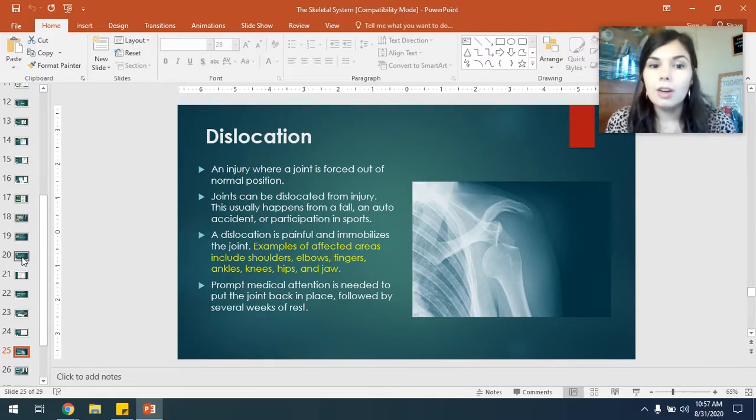Examples of common areas where you might see a dislocation are things like shoulder joints, elbows, fingers, ankles, knees, hips, and our jaw. And these are all joints that we use a lot, and so they get kind of worn out and stretched out and can be weaker, and this can lead to a dislocation from some traumatic incident. You do need to have prompt medical attention when you dislocate a joint so that you can get it back into place properly, and then typically you need several weeks of rest.